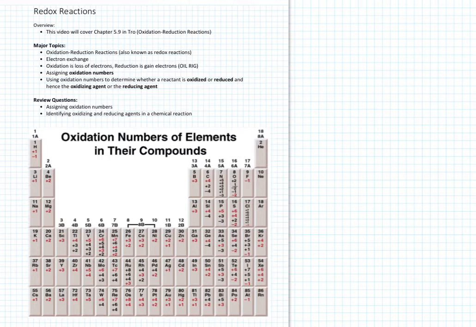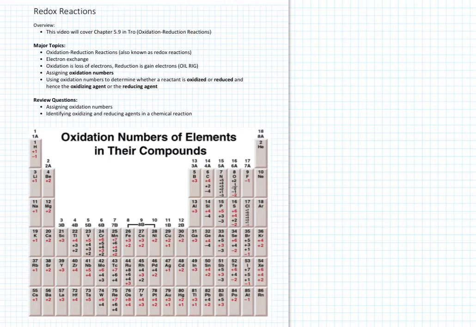So we're going to spend time on learning how to assign what are called oxidation numbers, which is basically an electron bookkeeping trick, and using those oxidation numbers to determine which reactant is oxidized or which one's reduced, and hence which one's the oxidizing agent and the reducing agent.